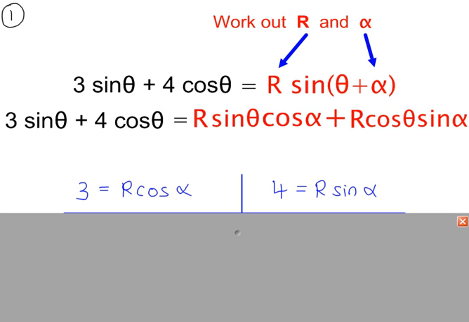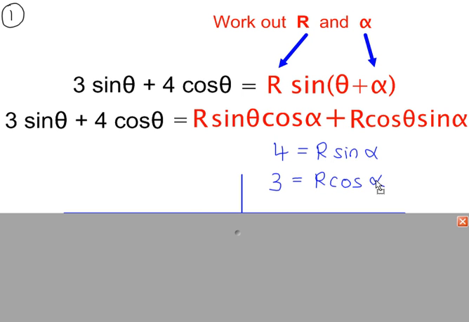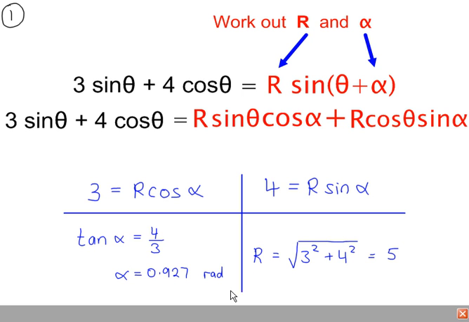So we have these two equations. To work out the angle alpha, we need to divide these two equations like this. That's 4/3. The r's will cancel. Sine over cos is tan. So tan alpha is 4/3. And then from the calculator, inverse tan 4/3, we have alpha is 0.927 radians. The easiest way to work out the value of r is to apply Pythagoras' theorem to these two values.